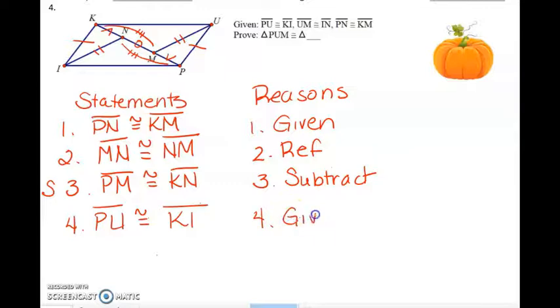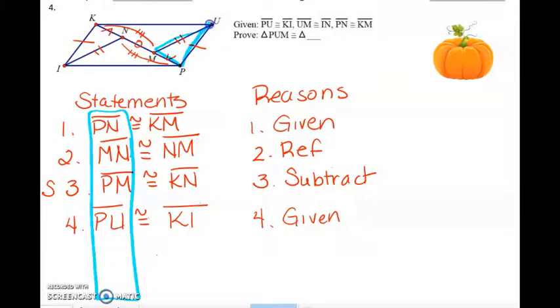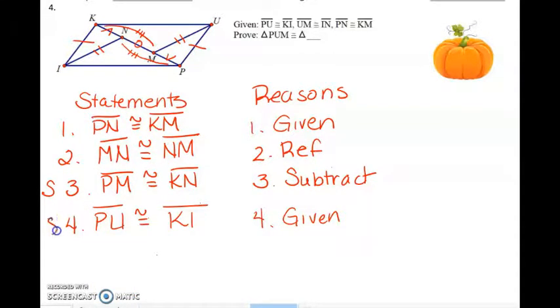And I want to point out that I'm kind of lining up everything here. This all corresponds to this triangle. Everything that I'm writing over here is going to correspond to that triangle. So I'm trying to make it easy for the reader to follow as I'm writing this. That's another side. And then UM congruent to IN is also given.